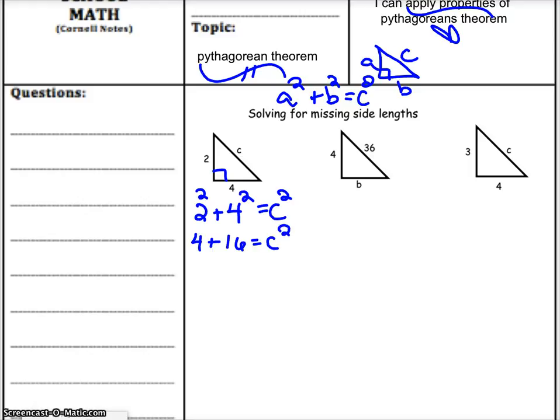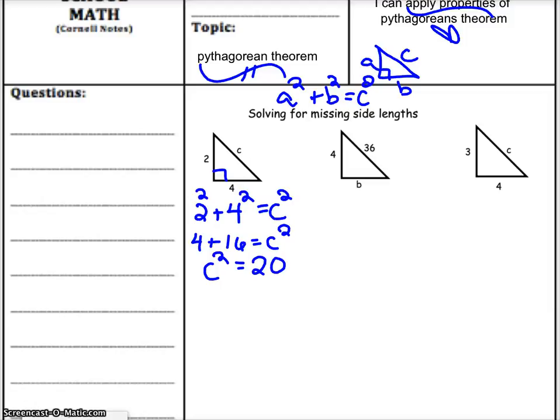Now you're going to see me do something here, and it's just my personal preference. C squared equals 20. What did I do? I flipped it. Why do you think I flipped it? I like my letters on the left-hand side, and you don't need to. It's just my personal preference. So notice what I did. I knew I was going to have to get rid of the square to isolate C, so I wanted C on the left. So I just flipped it and combined my 4 and 16.